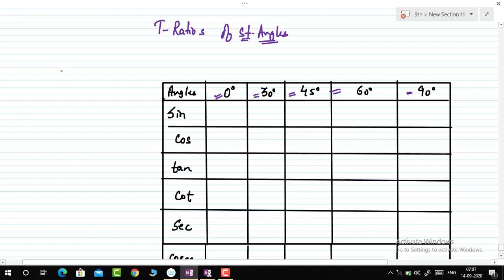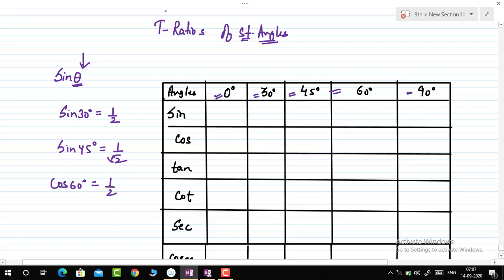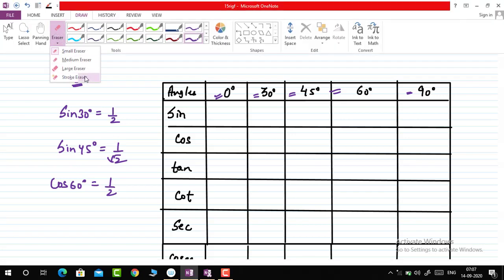So we will be learning what is the value of sine 0 degree, sine 30 degree, as we used to write sine theta. So theta is what? Theta is certain angles. As the theta changes, like if I write sine 30 degree, the value comes to 1 by 2. Similarly, if I write sine 45, the value comes to 1 by root 2. If I say cos 60 degree, the value comes to 1 by 2. So how will you remember all these values? I am giving you the process to find out the values.